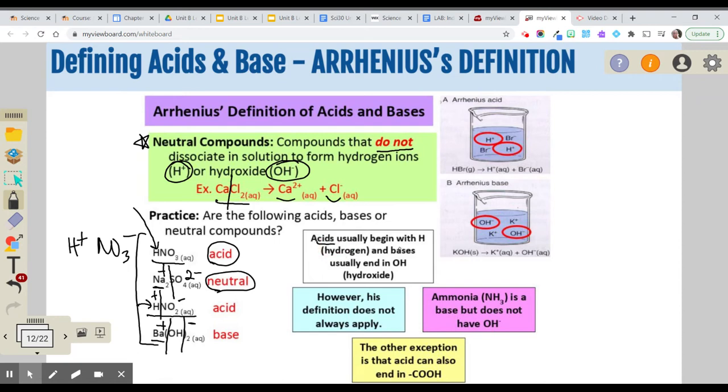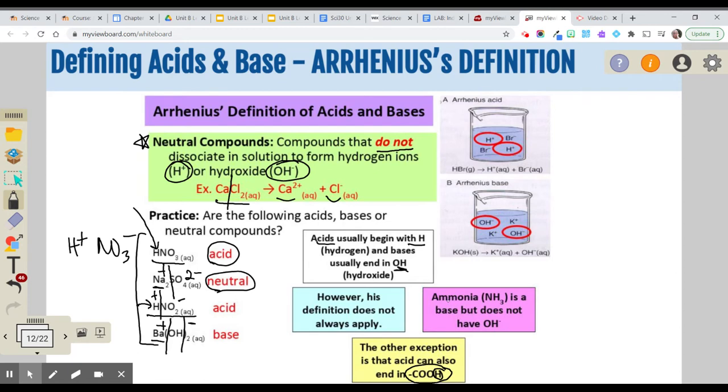So acids usually begin with hydrogen and bases usually end with hydroxide, as you've just seen. However, this is not always true. There are lots of acids that end in something like this, which I think of as Cu. And in this case, that hydrogen there would be the one that would be dissociating.